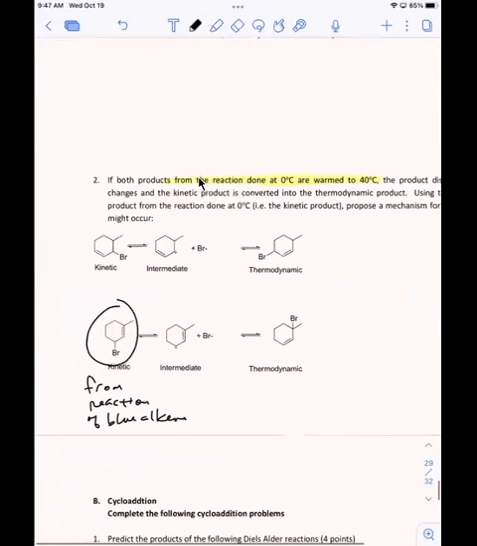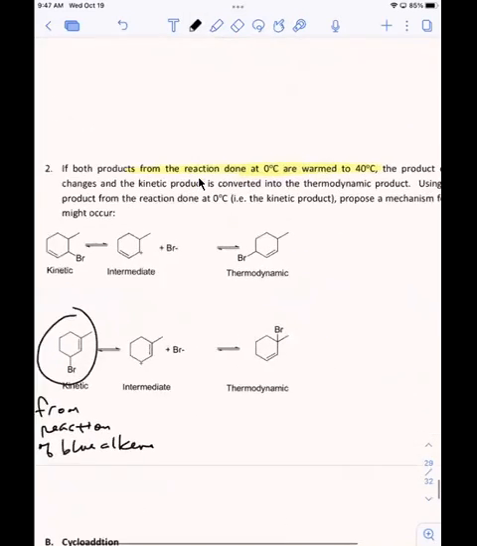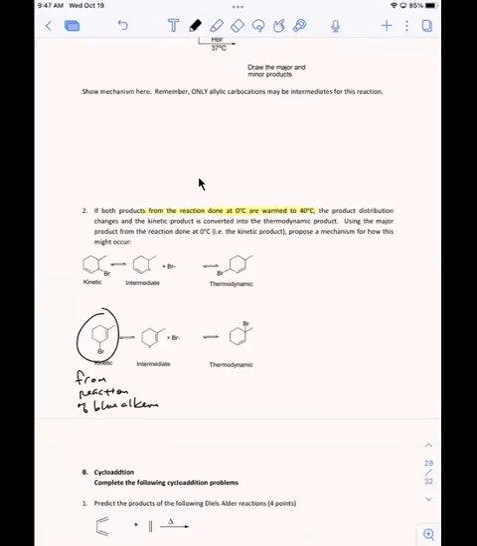All right. So both of those are kinetic. And the question asks, if we take both of those low temperature products and warm them up to 40, we could change the product distribution. We could increase the amount of the 1,4 product. So the question is, how do we do that?